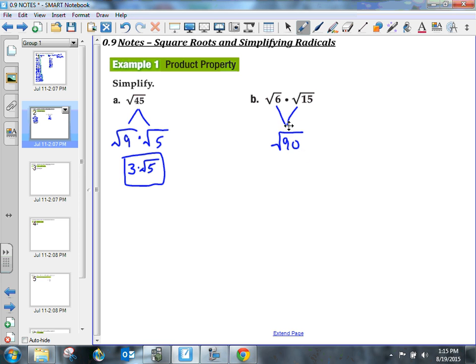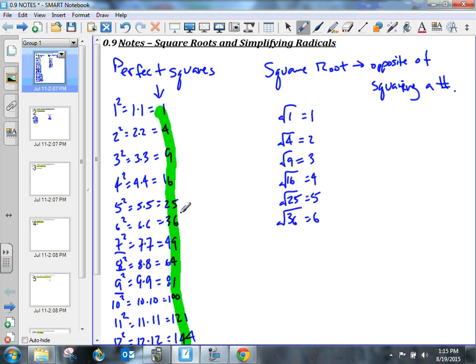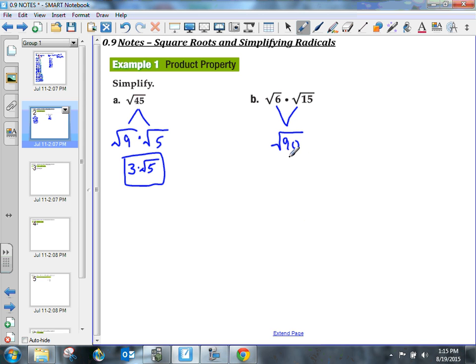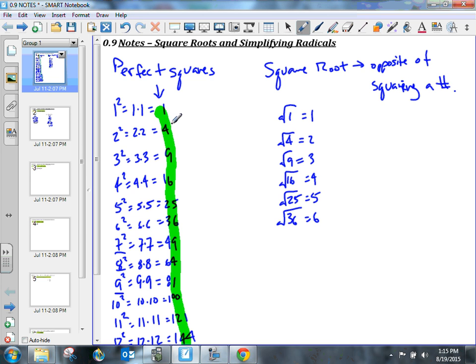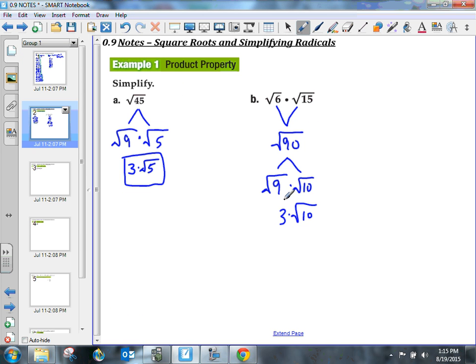Now I have this number 90. The question is, do I have any perfect squares that I can divide into 90? And the answer is 9 again. So watch what I do here. I'm going to split this up and write it as the product of the square root of 9 times the square root of 10. When I do that, the square root of 9 is 3, so I get 3 times the square root of 10. I am unable to simplify the square root of 10, because 4 and 9 do not divide into 10, so that's all I'm left with.